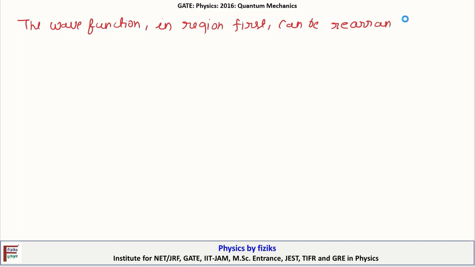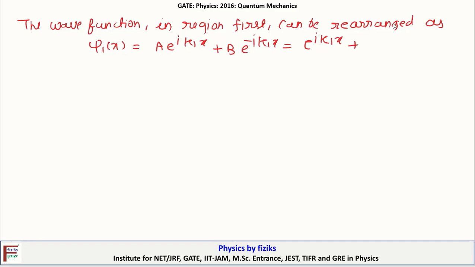The wave function in region first can be rearranged as psi 1 of x equals A e to the power i k1 x plus B e to the power minus i k1 x, which can be written as e to the power i k1 x plus e to the power minus i (2 phi plus k1 x).